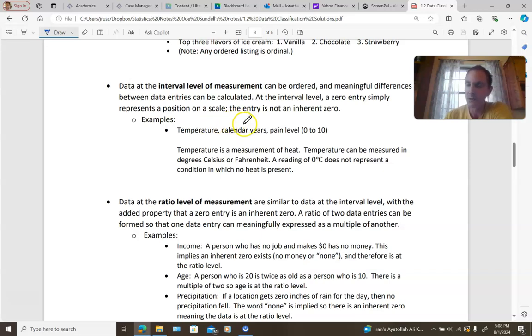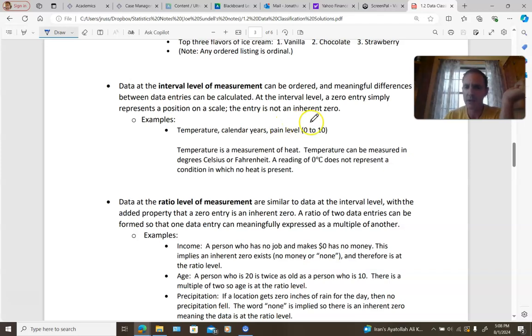Calendar years. So the years in which a person was born, that is data at the interval level, because you can subtract that. If somebody was born in 2000 and somebody was born in 1990, you can say the difference there is 10 years. You can say that one person is 10 years older than the other person.